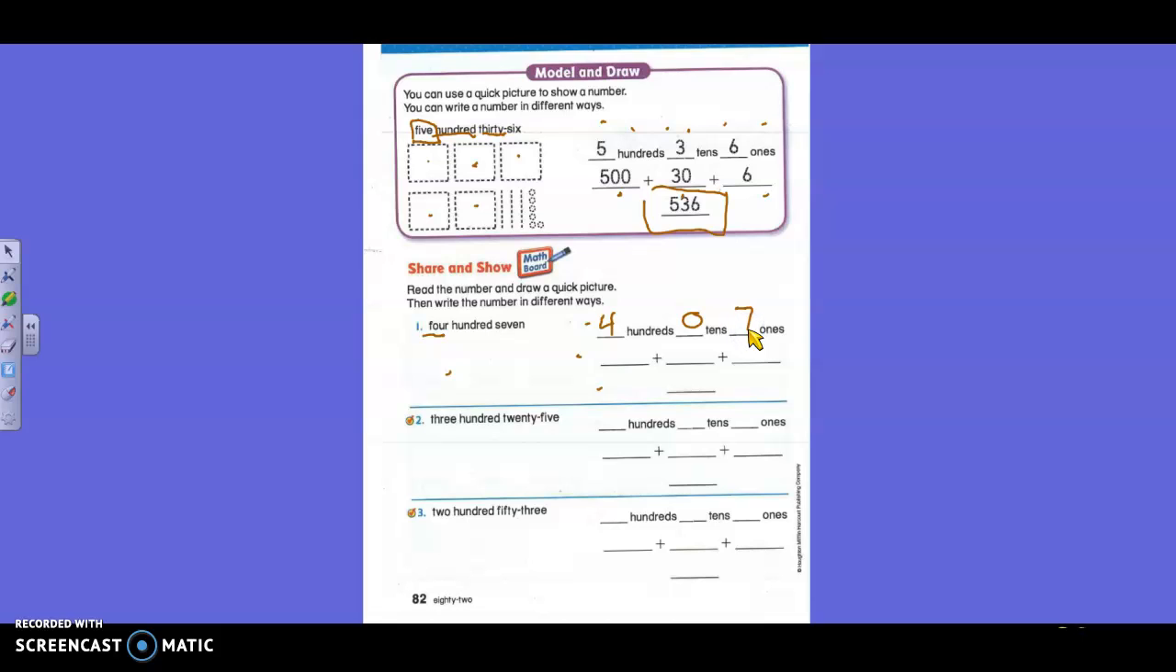How many hundreds? 4. 4 squares. Thank you. We don't have to write any sticks, right? No. And then we need 7 ones.